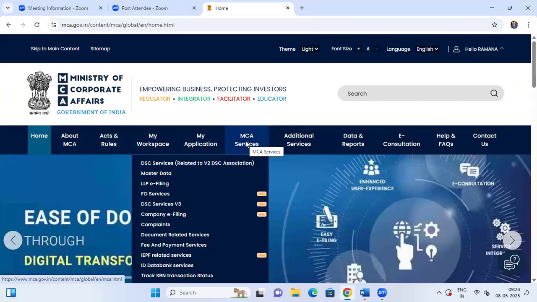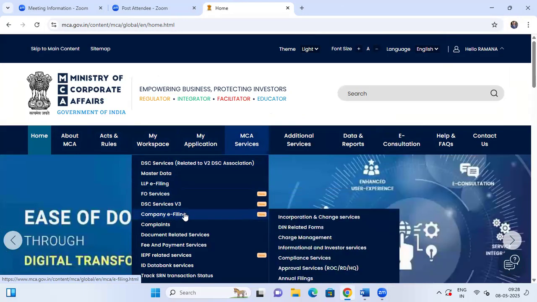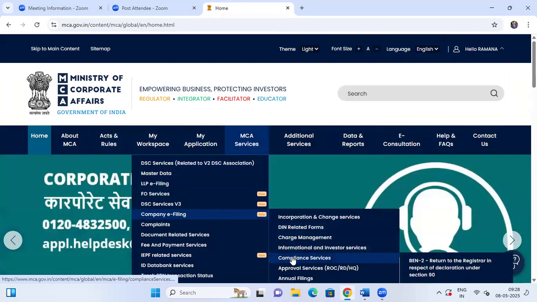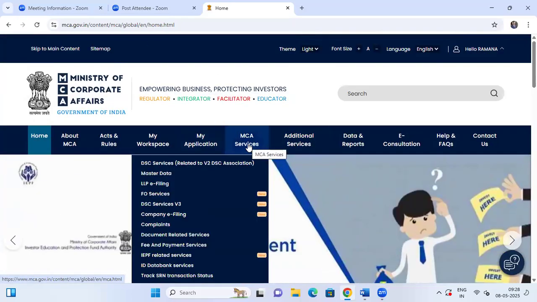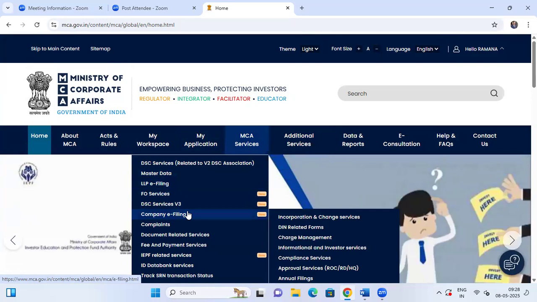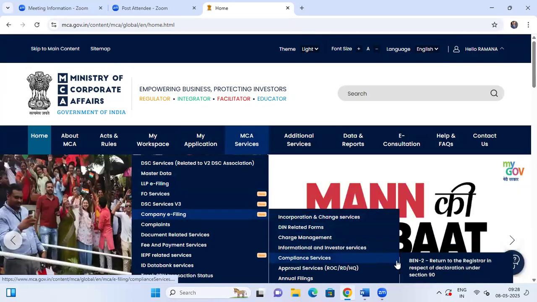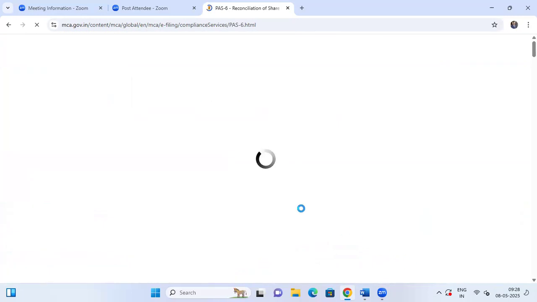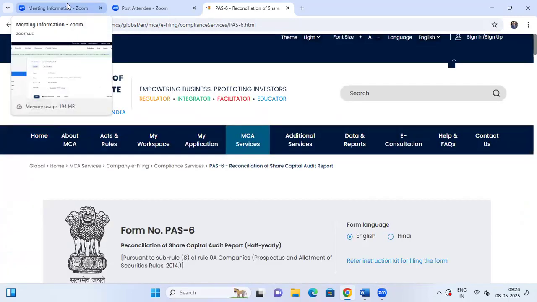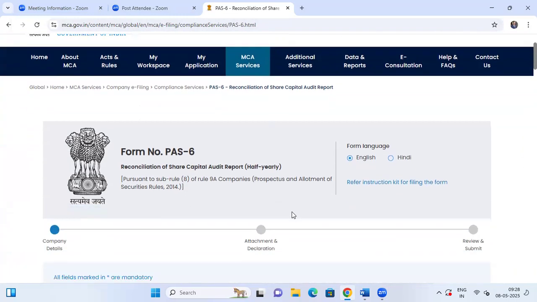MCA services, here company e-filing. Then you have to go to compliance services, because this is a compliance service. Again, MCA services, company e-filing, and then compliance services. Here in compliance services, if you see, the forms are given: PAS-6. This is PAS-6, Reconciliation of Share Capital Audit. This is Form PAS-6.